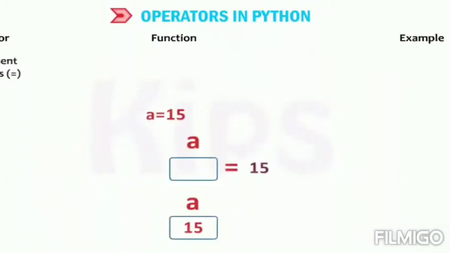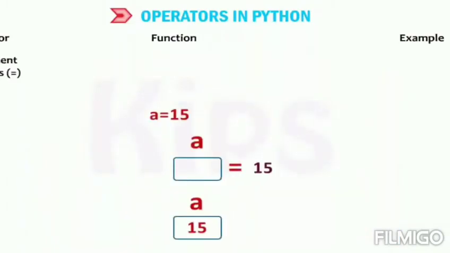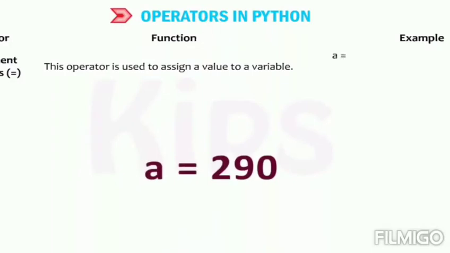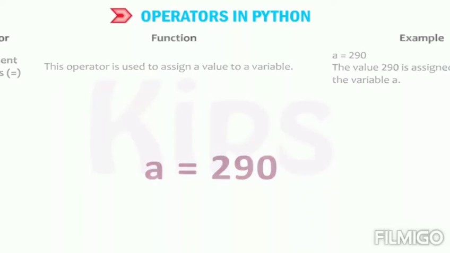Operator: assignment operators. Function: this operator is used to assign a value to a variable. Example, A equals 290. The value 290 is assigned to the variable A. Program.